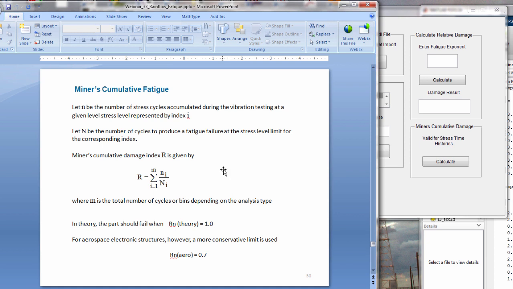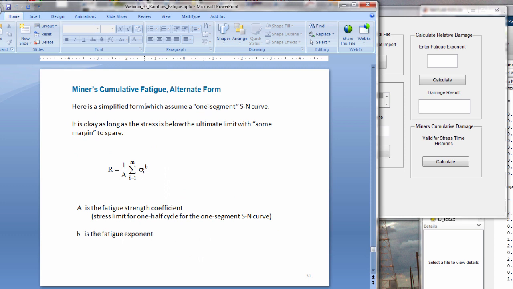Now, actually, as it turns out, the people that do fatigue analysis like to simplify this a bit further. And they say, well, we can take that SN curve with its 2 segments, and we can just simplify this into a 1-segment SN curve. And this is going to be okay as long as the stress is going to be below the ultimate limit with some margin to spare.